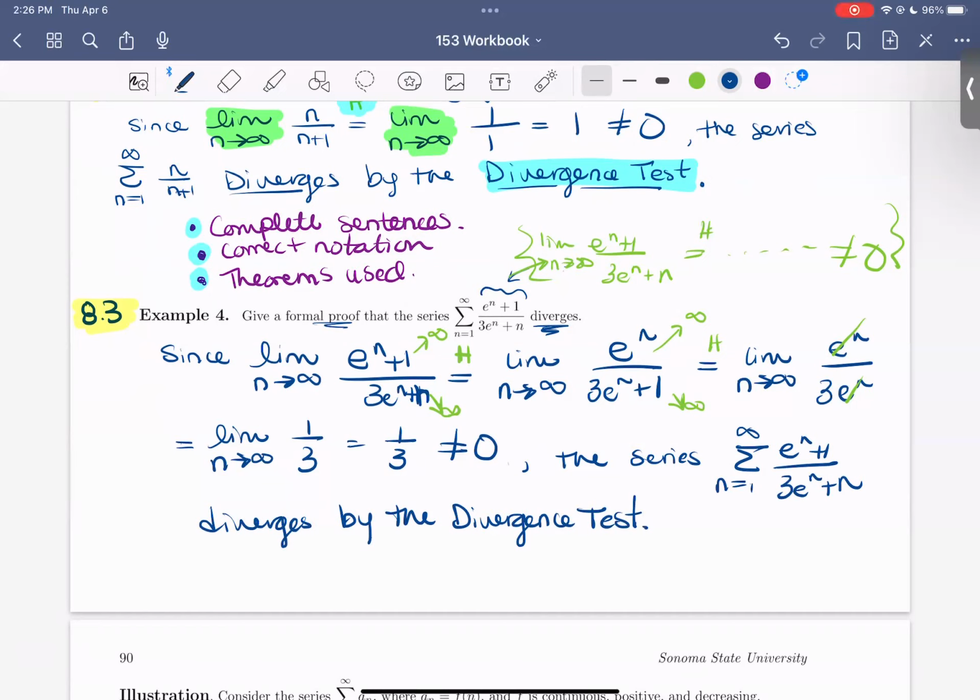And so we can check that we've included all of the correct elements here. We are in fact writing it in complete sentences. We are using our notation correctly throughout. We are providing justification for each of our equalities or statements that we write, and including the theorems that we use. Awesome work.